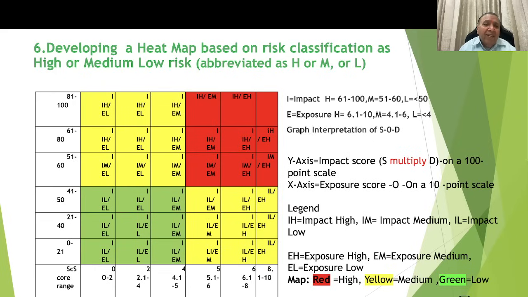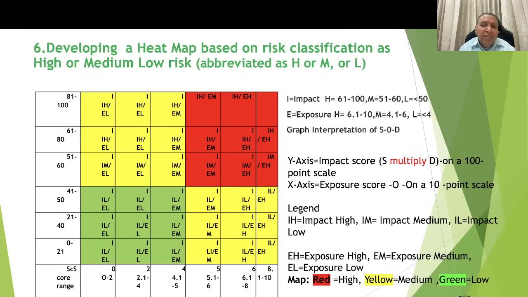Now in this, you can see some letters like I, H, E, M, I, L, E, M. What do these represent? I indicates impact. H means a score between 61 to 100 is deemed high. A score between 51 to 60 is deemed as M, and L is lower than 50. Similarly, for exposure score, high is deemed as 6.1 to 10, medium as 4.1 to 6, and L is lower than 4.